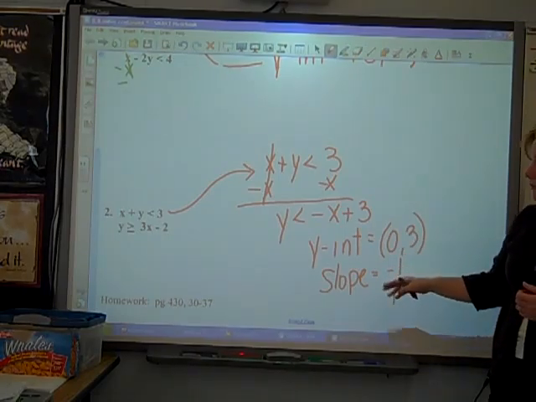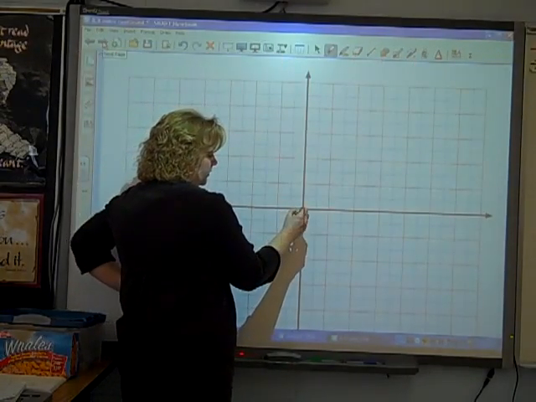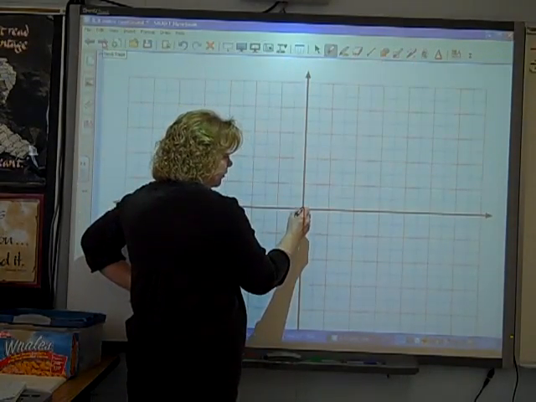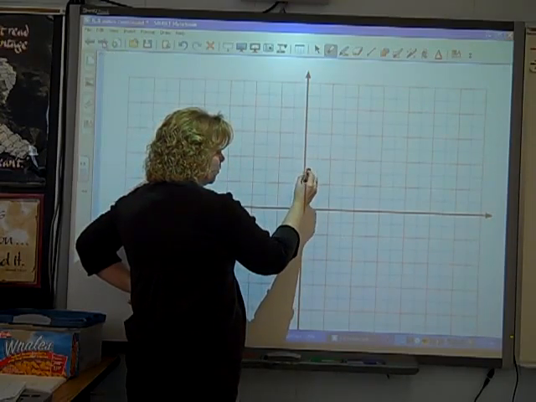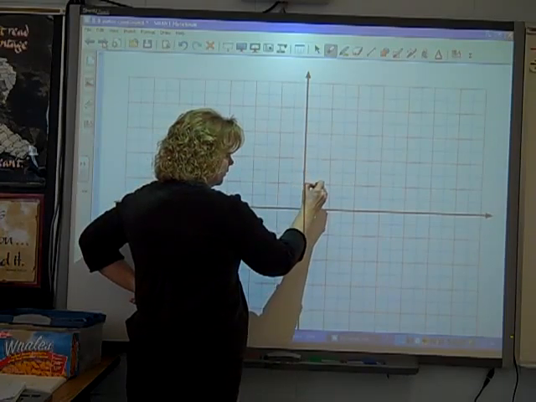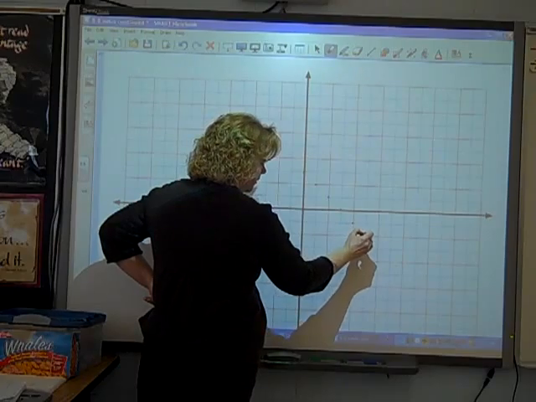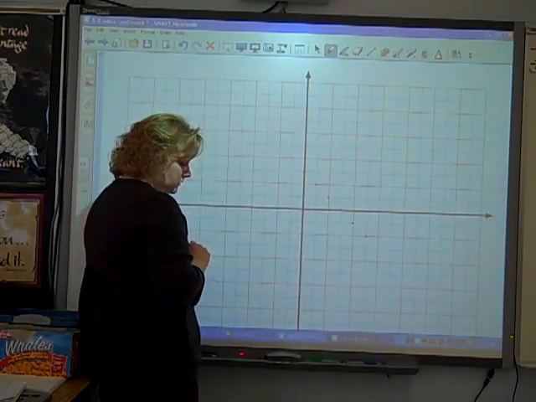Okay. All right, now I'm going to graph this one. So, what's my y-intercept? 0, 3. What's my slope? Negative 1 over 1. Okay, so down 1 to the right 1. Looks like that, correct? Correct.